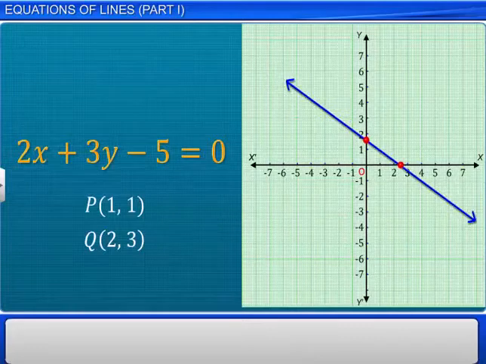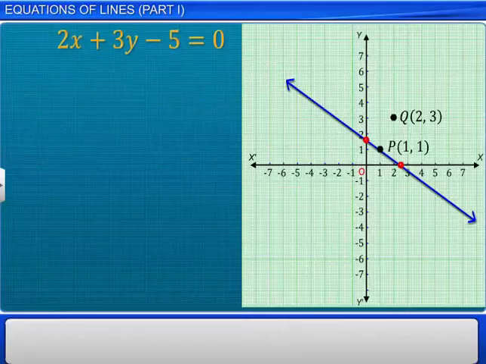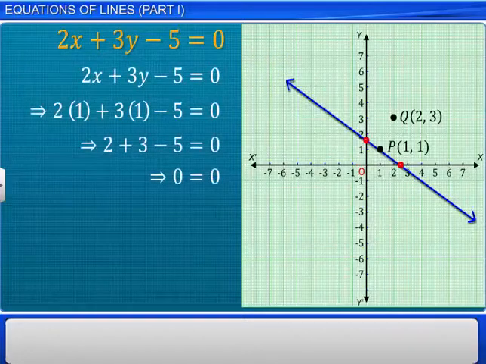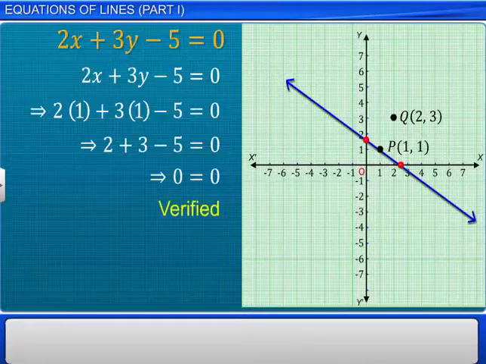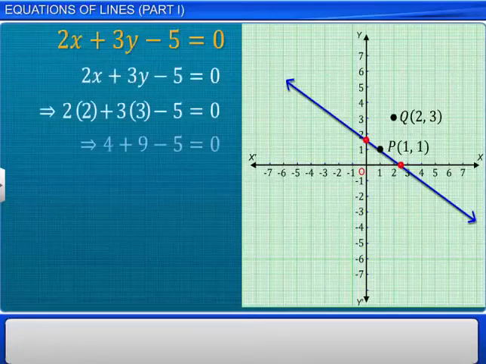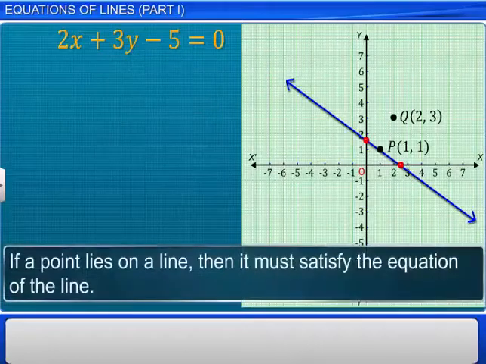Let's extend the line. We see that the line passes through point P(1, 1). Let's verify this algebraically. On substituting the coordinates of the point in the given equation, we see that the values of the left-hand side and the right-hand side are equal. In other words, point P satisfies the equation of the line. However, point Q(2, 3) does not satisfy the equation of the line. Hence, for a point to lie on a line, it must satisfy the equation of the line.